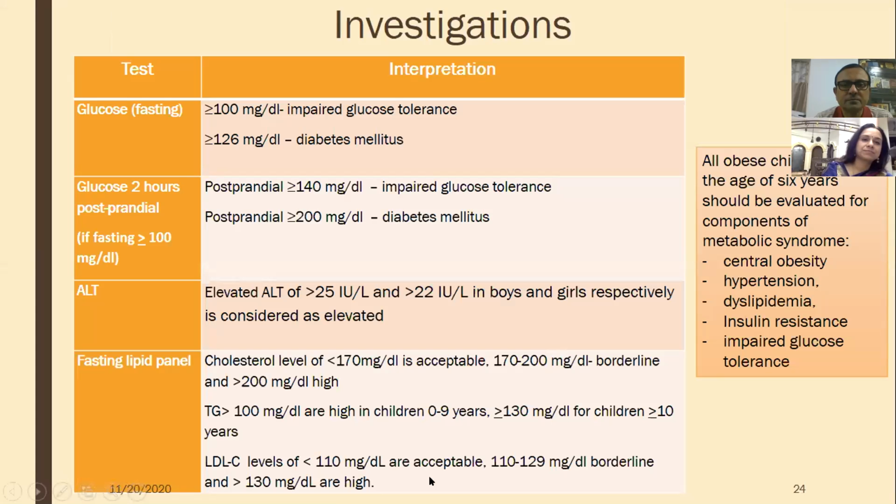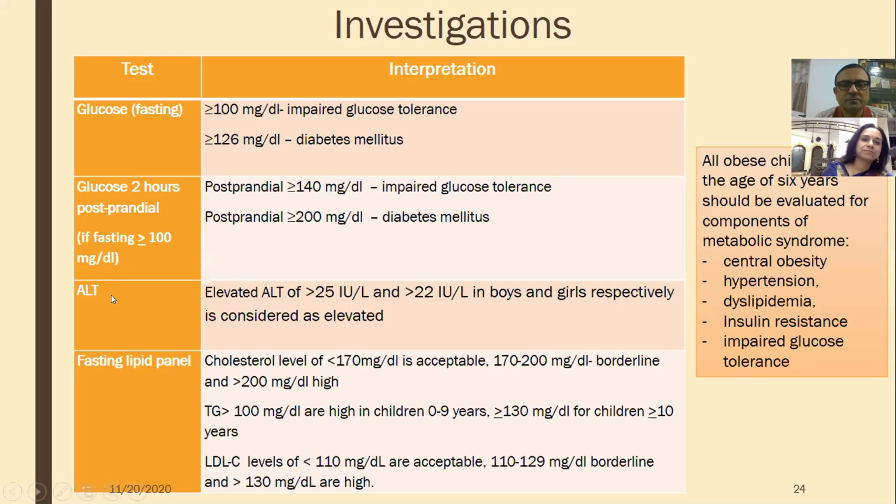So once we have seen a child with Cushing syndrome, what investigations do we need to do? What do we need to do in all obese children? We need to do a fasting glucose and a 2-hour postprandial glucose. One would like to look for frank diabetes or for impaired glucose tolerance.